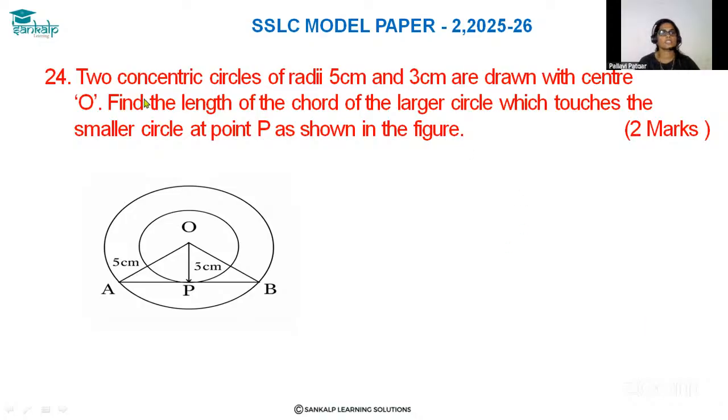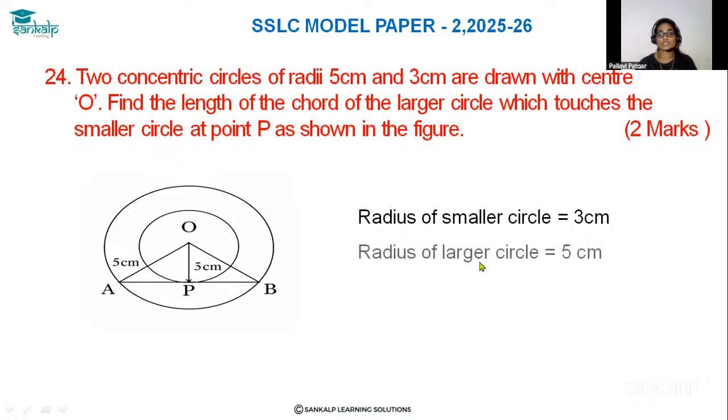Hello everyone. Look at the question number 24. Two concentric circles of radii 5 centimeter and 3 centimeter are drawn with center O. Find the length of the chord of the large circle which touches the smaller circle at point P as shown in the figure. Okay. So here the radius of the smaller circle is 3 centimeter and the radius of the large circle is equal to 5 centimeter. So here we have to find AP.